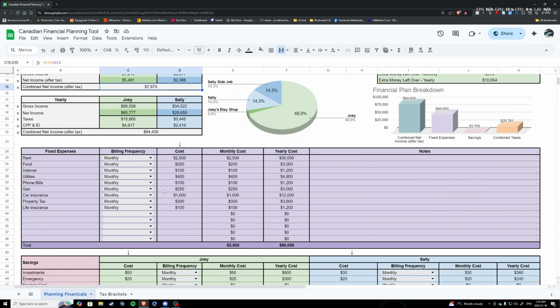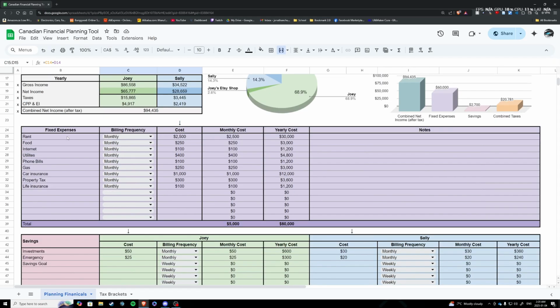Alrighty, so going down, we have our fixed expenses. We have our rent, our food, our internet. You get the idea. You can change the billing frequency between weekly, bi-weekly, or monthly. Then you can put your costs here for each of those on whatever basis you want. For curiosity's sake, we're just going to change the food from 250 monthly to, let's say, bi-weekly. You can see that the values are updated.